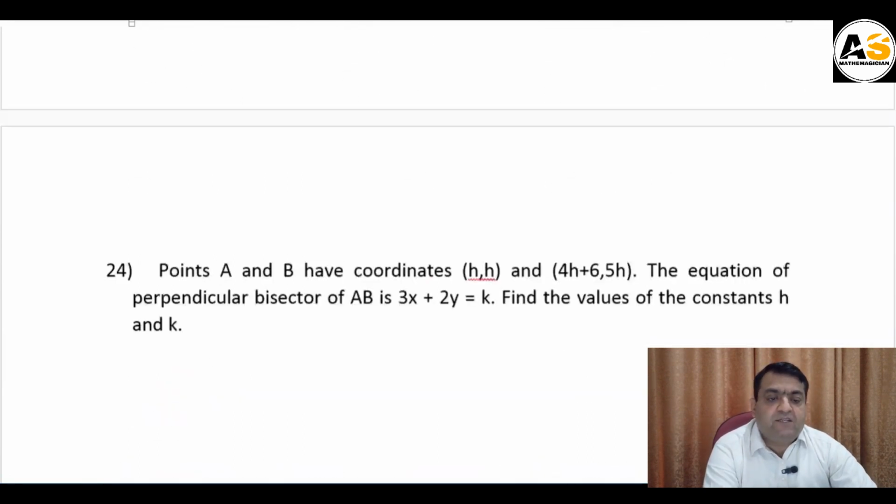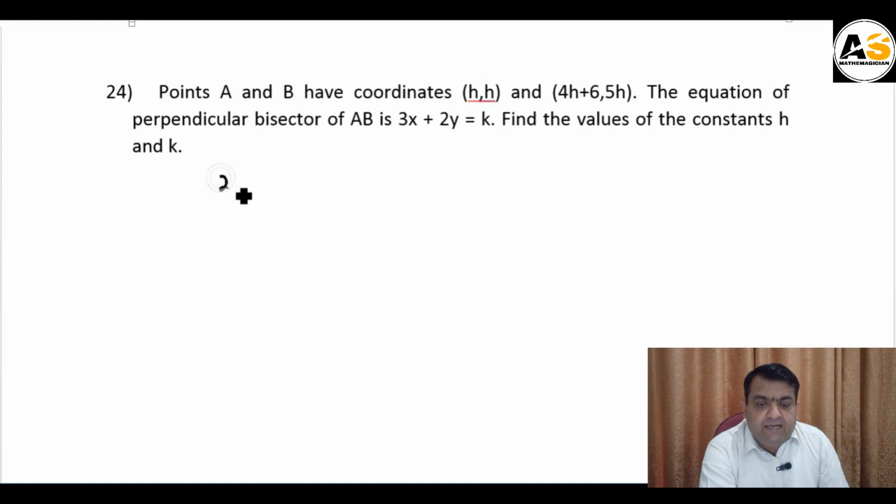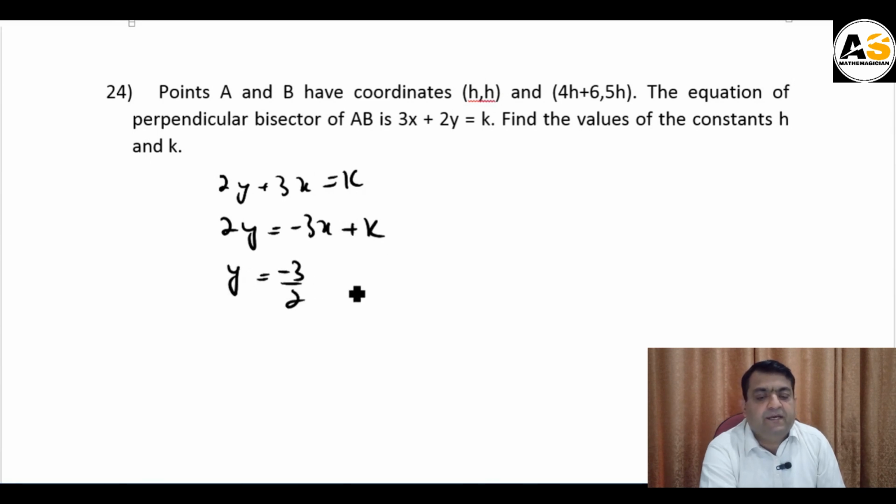Let us move to our next question. Points A and B have coordinates (h, 4h plus 6) and (5h). The equation of the perpendicular bisector is given. The given equation is 2y plus 3x is equal to k. I can write 2y is equal to minus 3x plus k. I can further write y is equal to minus 3 over 2 x plus k over 2. What is the gradient of the perpendicular bisector? Minus 3 by 2. So what will be the gradient of AB?